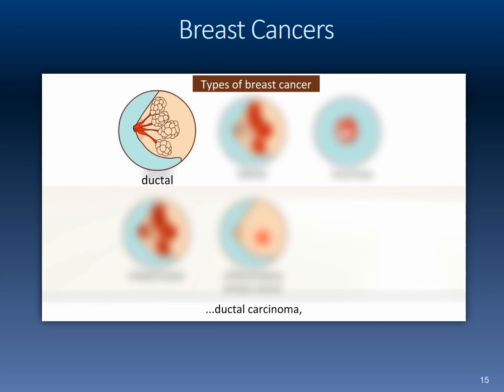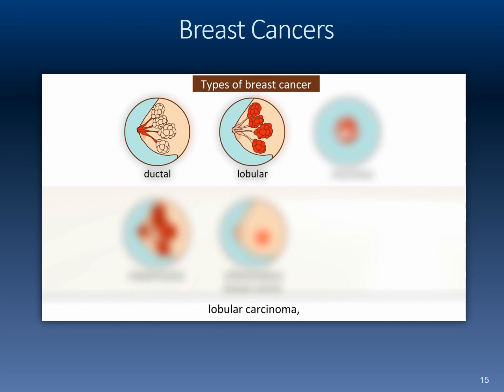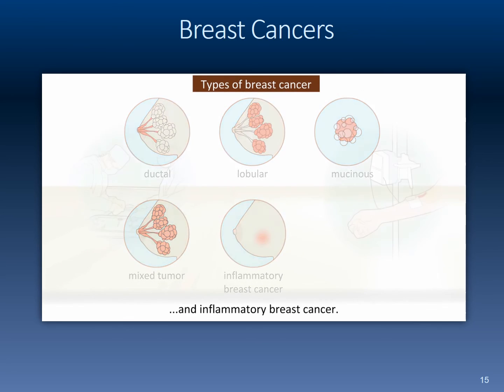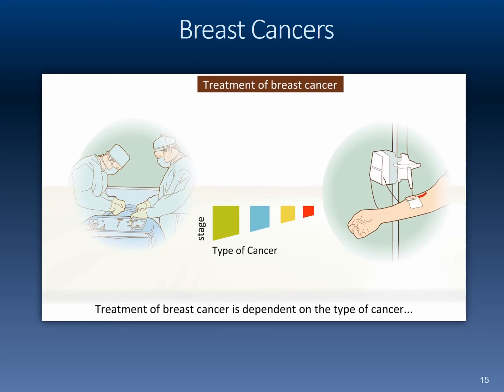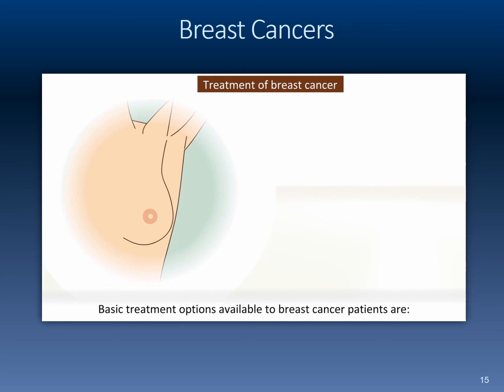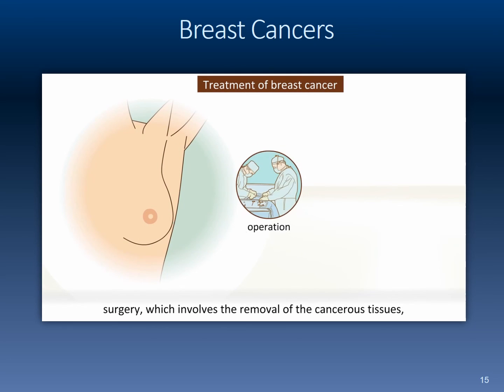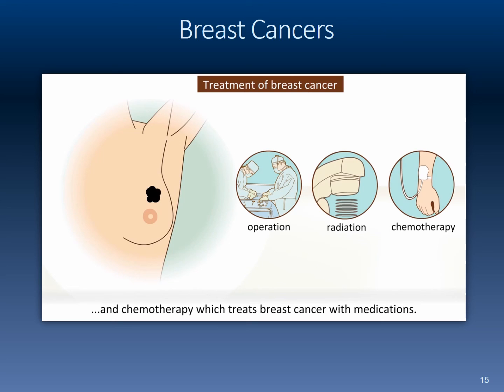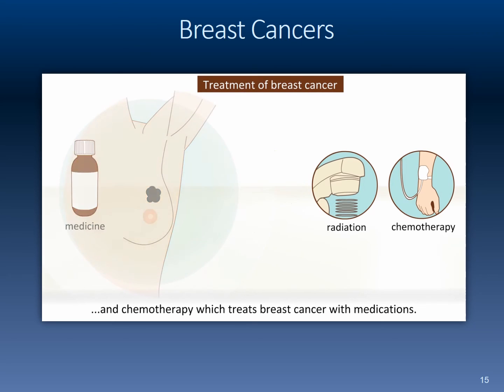Some types are ductal carcinoma, lobular carcinoma, mucinous carcinoma, mixed tumors, and inflammatory breast cancer. Treatment of breast cancer is dependent on the type of cancer and its stage. Basic treatment options available to breast cancer patients are surgery, which involves the removal of the cancerous tissues, radiation therapy, that aims to destroy cancer cells by the use of high-energy rays, and chemotherapy, which treats breast cancer with medications.